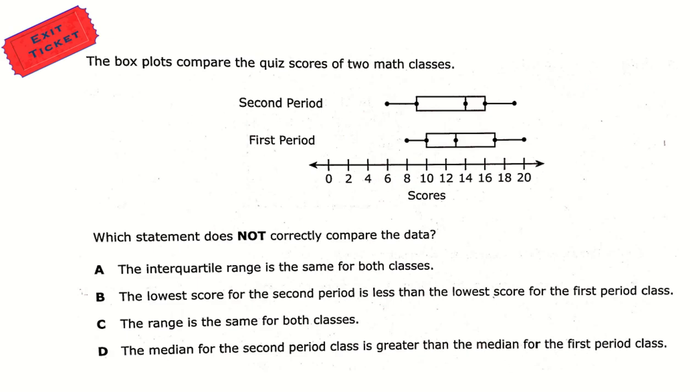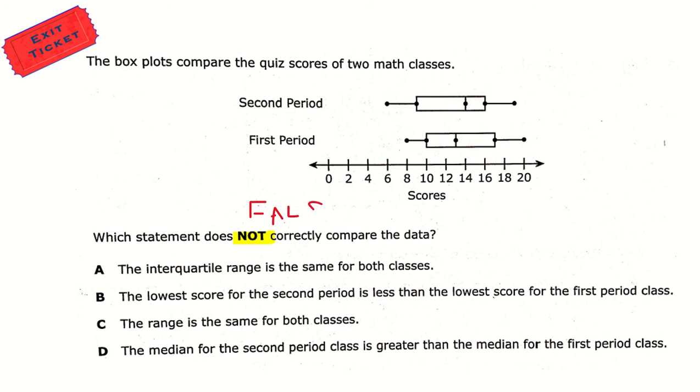This one's an exit ticket for you. If you can get this right, that means you kind of understand everything from today's lesson. So why don't you pause the video and try it by yourself and then compare with me. Okay, the box plots compare the quiz scores of two math classes. First, look at the graphs themselves, read the labels so that you know what's going on. So these are scores comparing second period and first period. All right, we know what's going on, and now we go to the question. Which statement does not correctly compare?